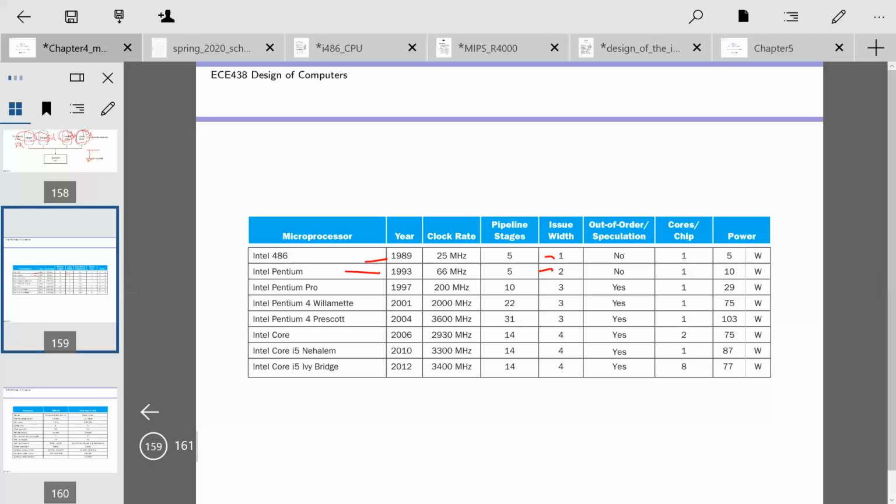Look at their thermal design power. 5 watts for the 46 and 10 watts for the Pentium. Those things are tiny. All right. Let's go to the Pentium Pro.